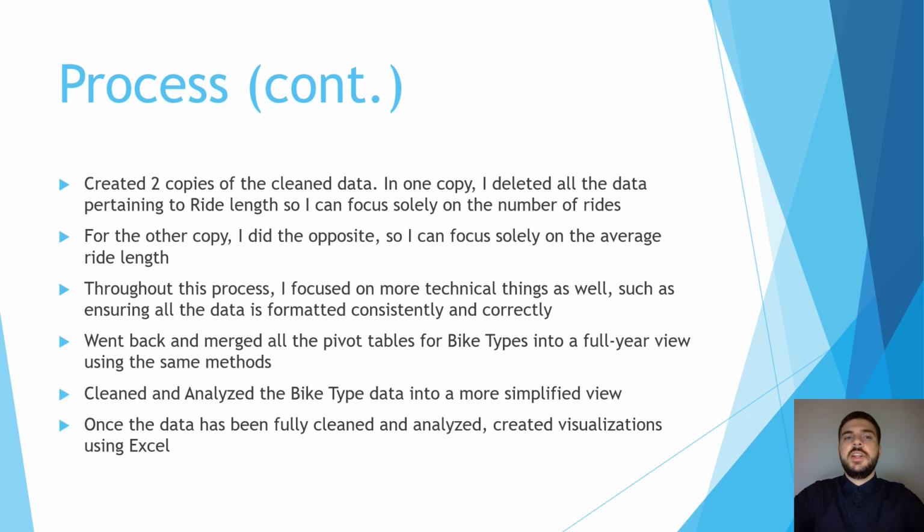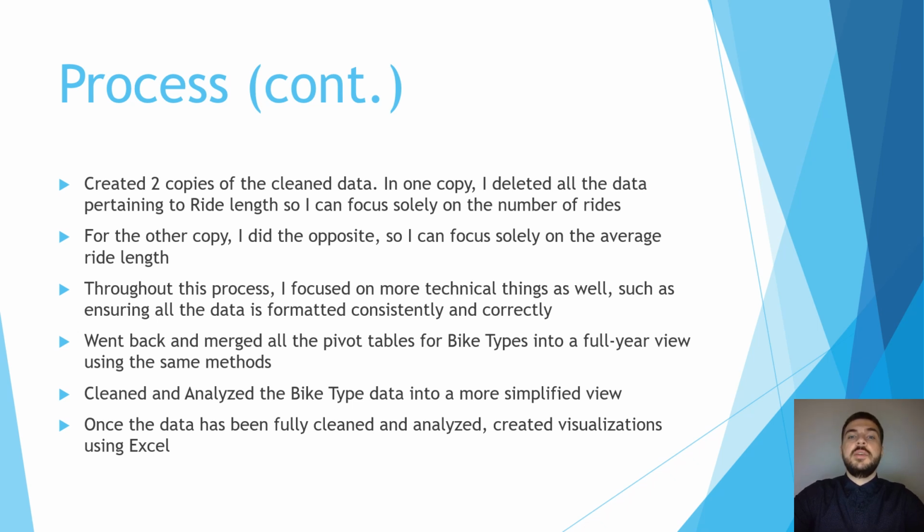Once I finished cleaning the data, I then created 2 extra copies of the cleaned data. In one copy, I deleted all the data pertaining to ride length so I can focus solely on the number of rides. For the other copy, I did the opposite so I can focus solely on the average ride length. At this point in time, I had 2 extra copies of the cleaned data: one that just has the number of rides and the other copy that just has the ride length.